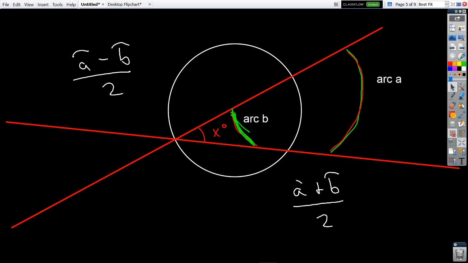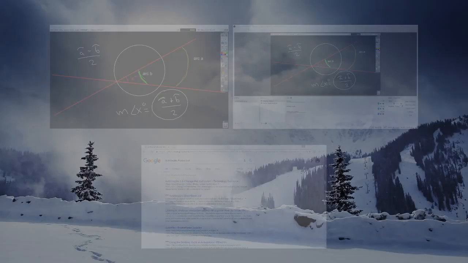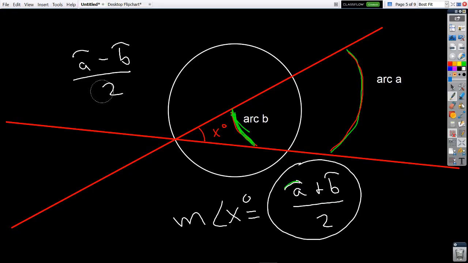So if the point of intersection's inside the circle, you're going to have to add your 2 arcs and divide by 2, and that's going to equal the measure of angle x. If the point of intersection is outside the circle, the measure of angle x is equal to the large arc minus the small arc divided by 2.